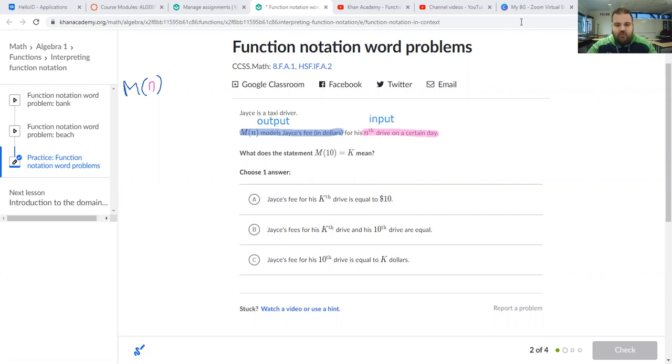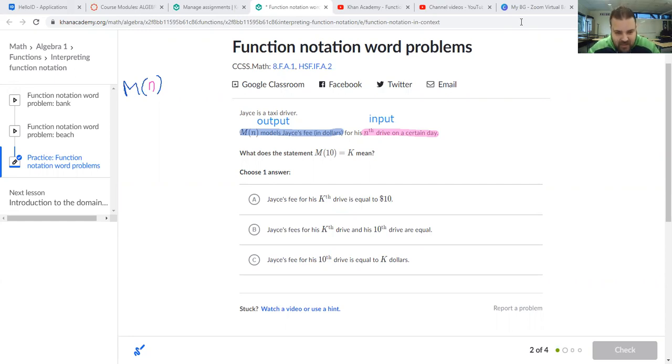So every drive he does is our input value. So if you're talking about an input of 3, you're talking about on the 3rd drive. Input of 10, on the 10th drive. Input of 11, on the 11th drive. The output is how much did the customer have to pay? So what does the statement M of 10 equal K mean?